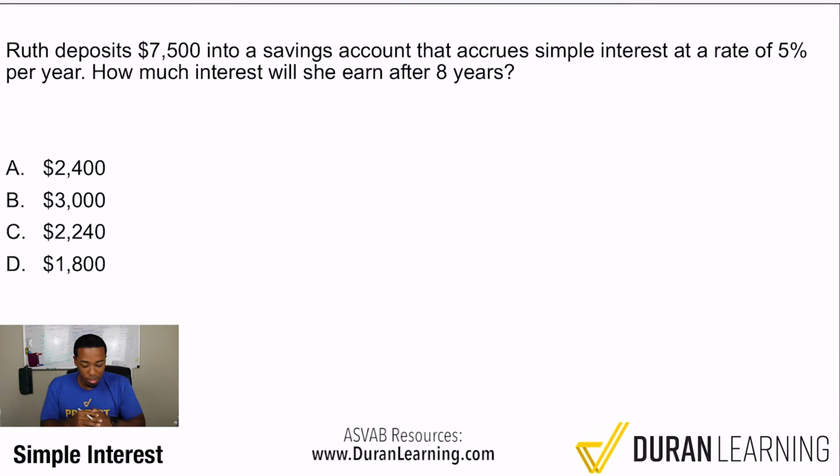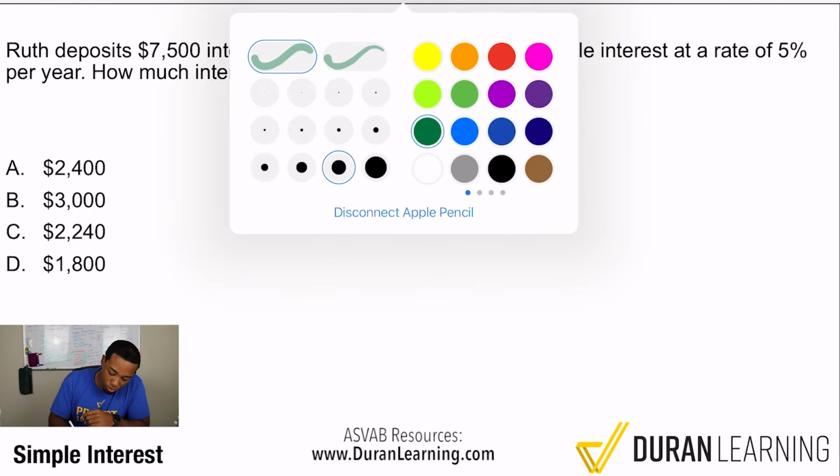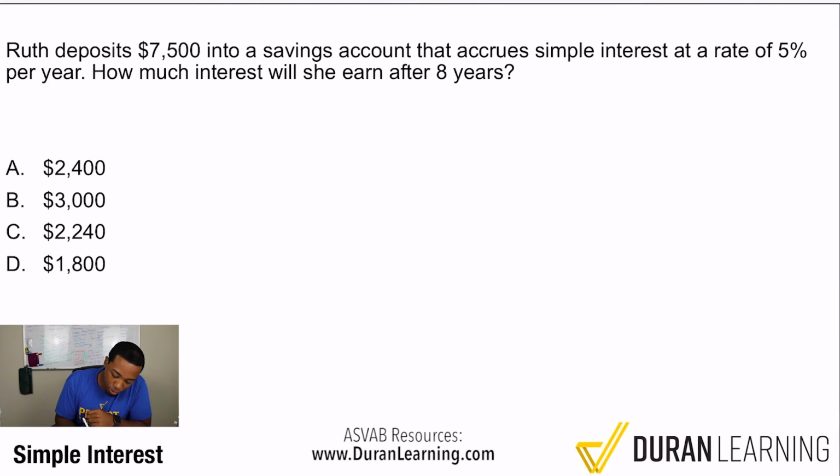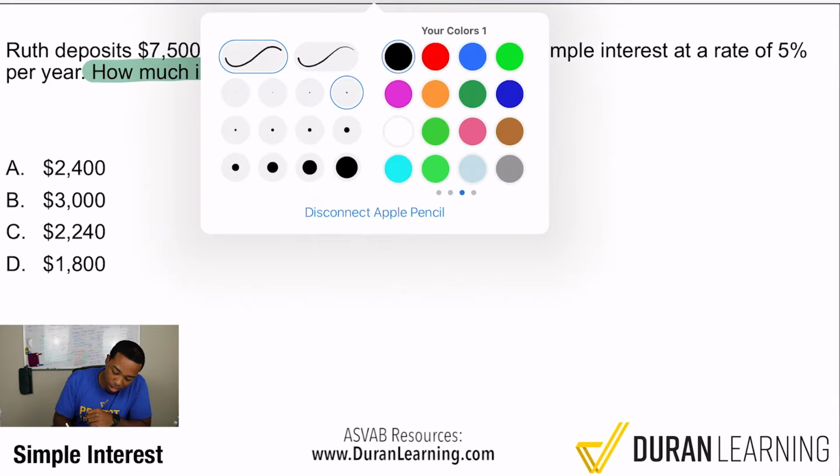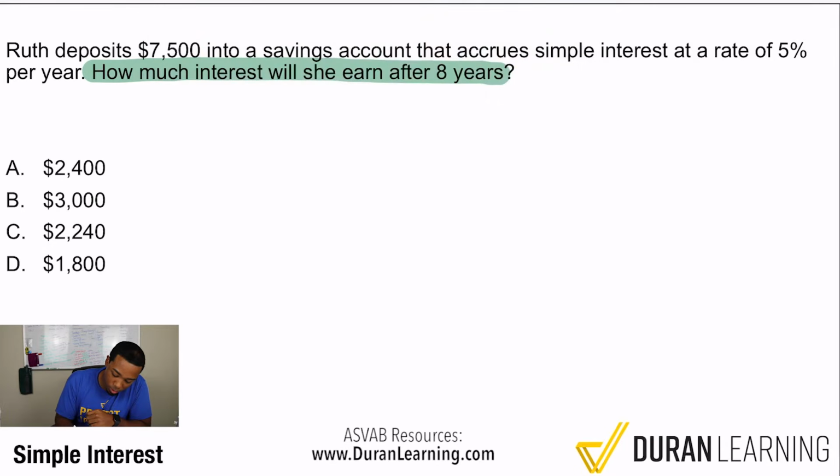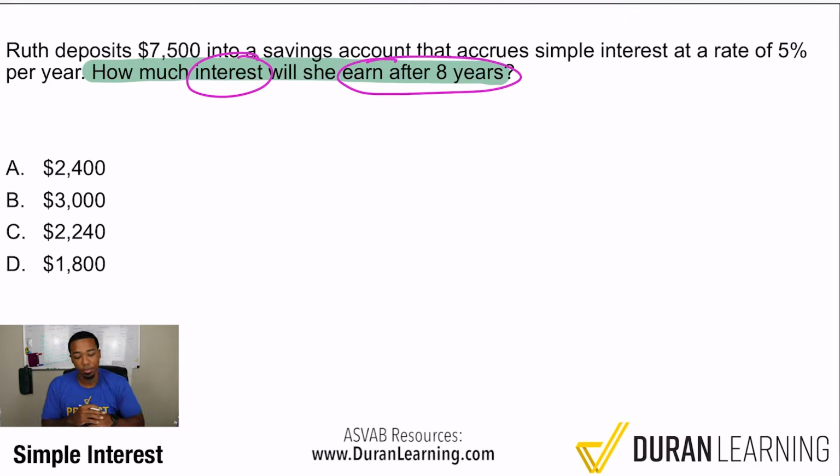So here we go. Root deposits. Again, don't worry about that. We're going to go straight to the question. How much interest will she earn after 8 years? All right. The key facts here. Let me use purple actually to highlight this. Interest earned after 8 years. Right there. That's all you care about. Those are the only keywords you care about. Interest and after 8 years.